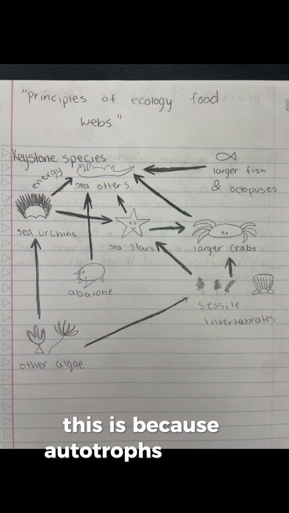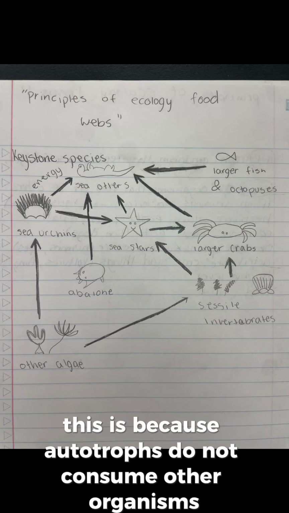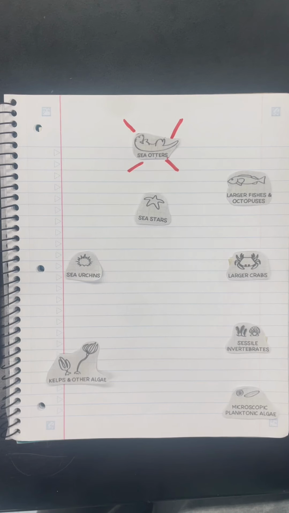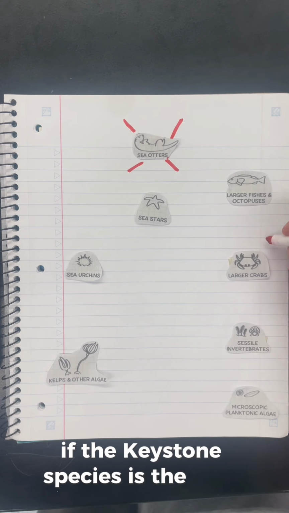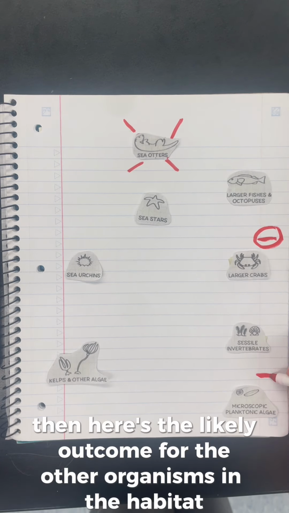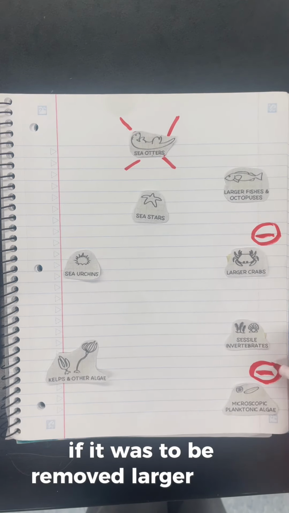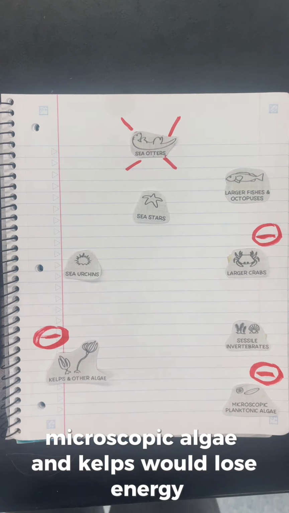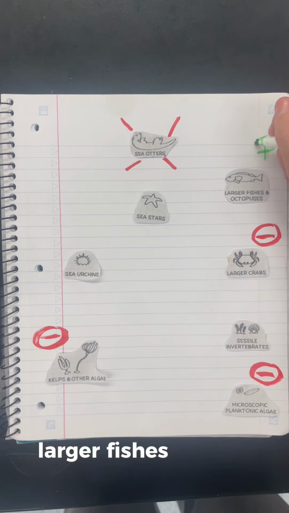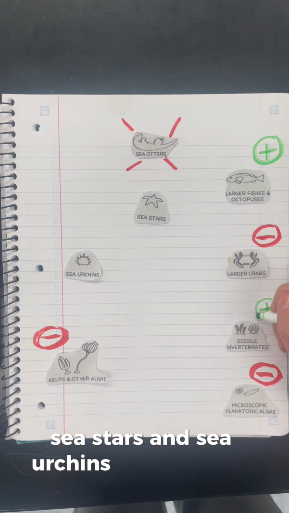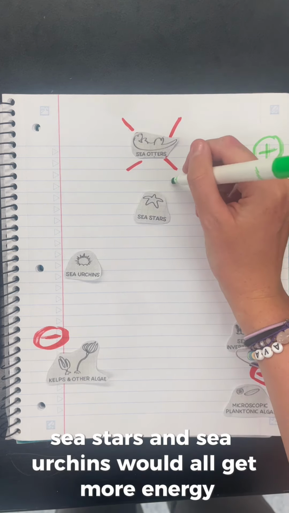This is because autotrophs do not consume other organisms, but instead they make their own food through photosynthesis. If the keystone species is the otter, then here's the likely outcome for the other organisms in the habitat if it was to be removed. Larger crabs, microscopic algae, and kelps would lose energy. Larger fishes, sessile invertebrates, sea stars, and sea urchins would all get more energy.